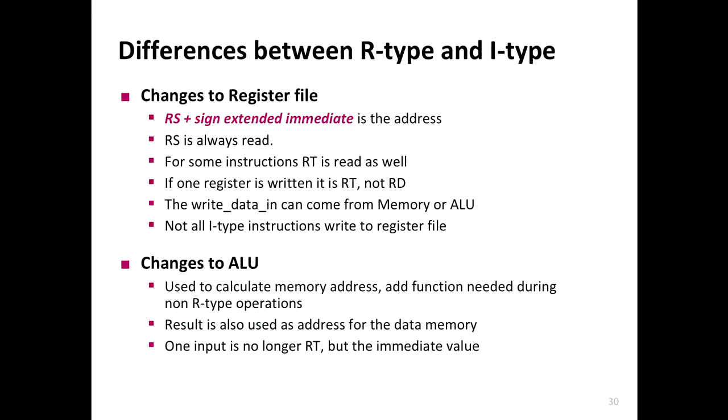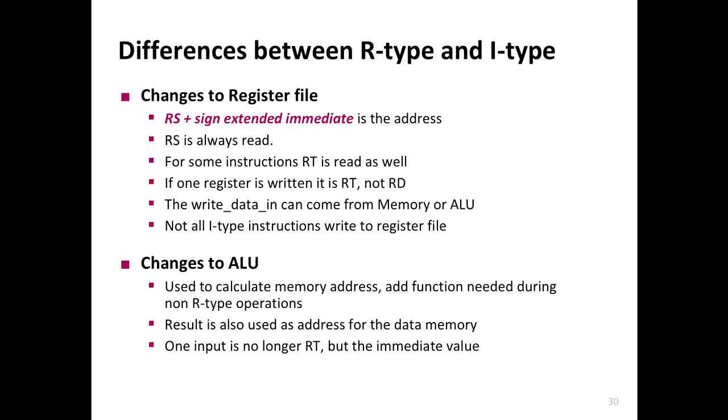RS has to be added with the immediate values, because you're going to generate this addition to generate the effective address. And always you will have RS is always a read. So this is always going to be an output, no matter what happens. And so let's say that if one register is written, it is RT and not RD.